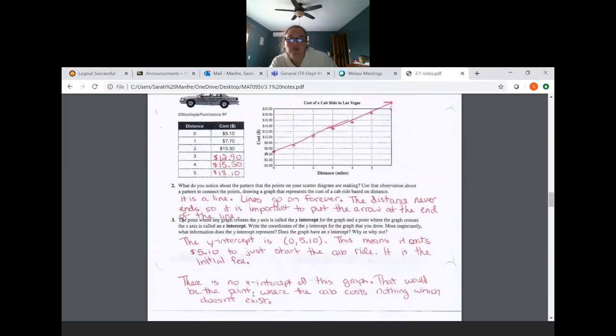Then it also asks you what the x-intercept is. If you look, there is no x-intercept in this graph. This line will never cross this x-axis. It's going to cross somewhere over here. If you were to take this line and extend it all the way down, it would cross down here. But it's not relevant in this case because you can't travel a negative distance. So this particular one has no x-intercept, but it would be the point where the cab costs absolutely nothing. The cab will never cost $0 because you have to pay something to get in it. So that's why this one doesn't have an x-intercept.